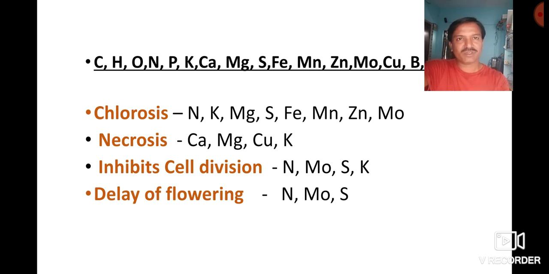Let us discuss deficiency diseases. Chlorosis means loss of chlorophyll tissue. It leads to yellowish color. Deficiency symptoms of nitrogen, potassium, magnesium, sulfur, iron, manganese, zinc, and molybdenum.